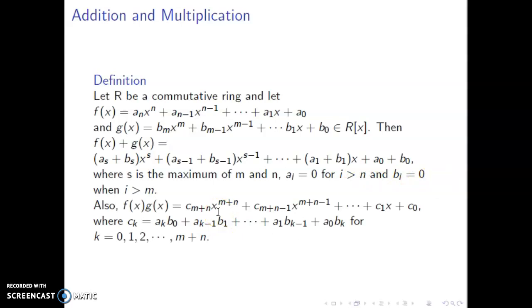Also, f(x) times g(x) is equal to c_{m+n} x^{m+n} + c_{m+n-1} x^{m+n-1} and so on up to c_1 x + c_0, where c_k is a_k b_0 + a_{k-1} b_1 and so on up to a_0 b_k for k equal to 0, 1, 2 up to m plus n.